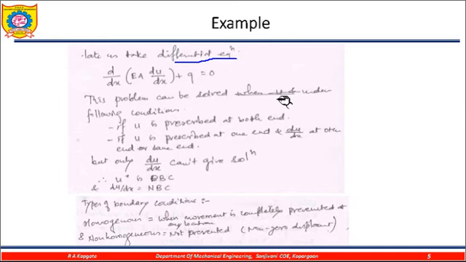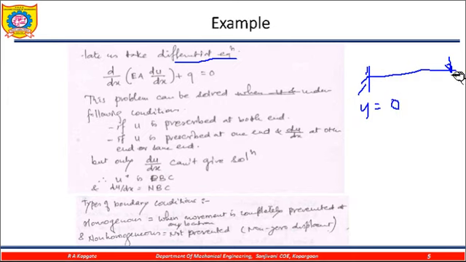Now this problem can be solved by using the following conditions. If u is prescribed at one end, what does it mean? Let us take the problem like this. Here a certain force is applied at this end. Now let us take u at both ends. If I know u is prescribed, it means the displacement at this end. If this is fixed, then u is equal to 0. Here u is equal to 0.